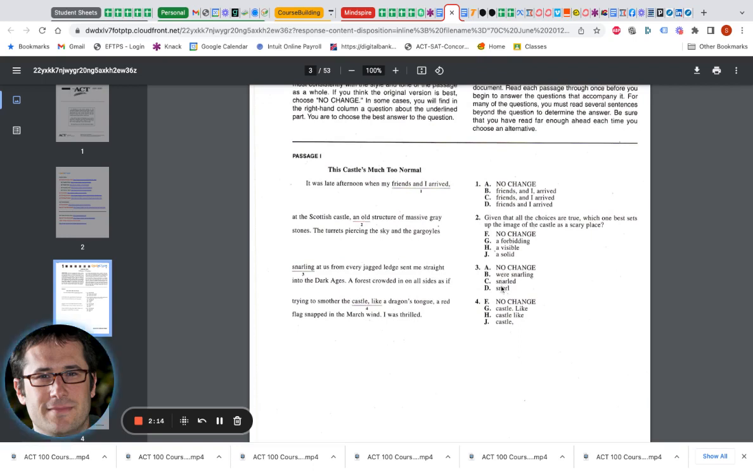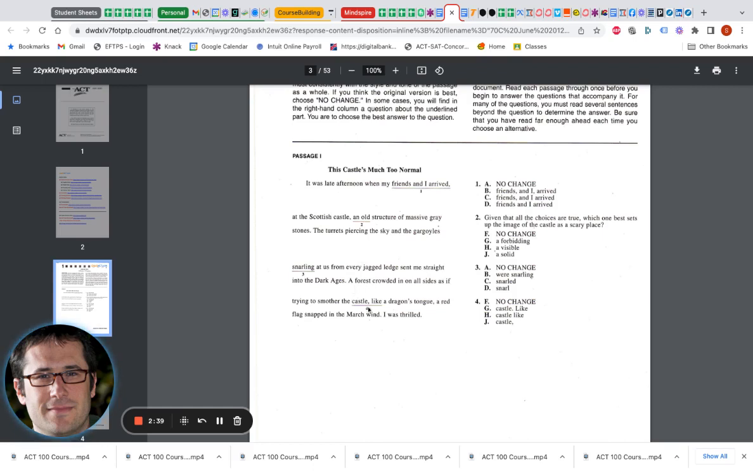Let's look at this one. Okay, we're going to have to choose the verb. You immediately see that. The turrets piercing the sky and the gargoyles snarling at us from every jagged ledge. So snarling, because it's the gargoyles that were snarling. Here we have to decide: do we have a period here or a comma, or get rid of the like, etc. All right. The forest crowded in on all sides as if trying to smother the castle like a dragon's tongue. A red flag snapped in the March wind.